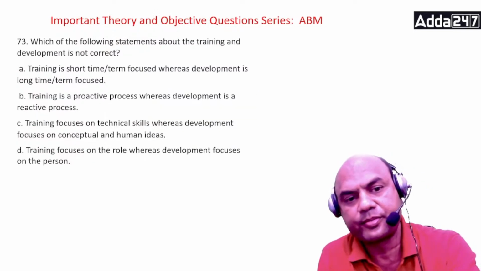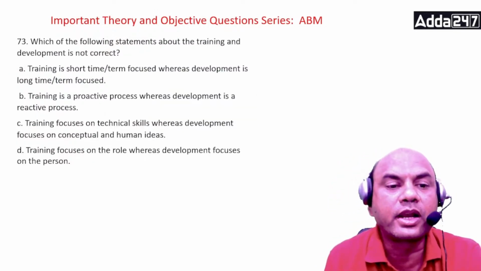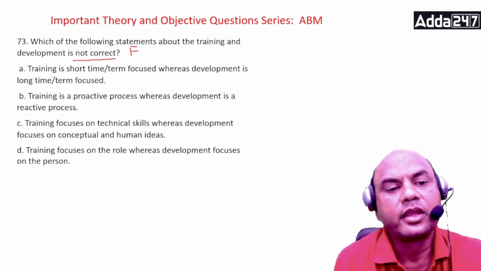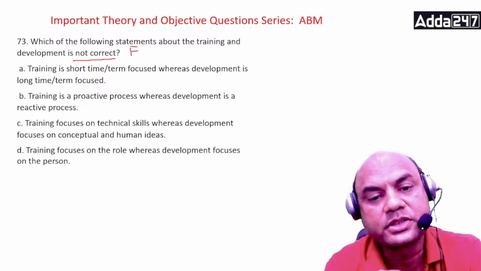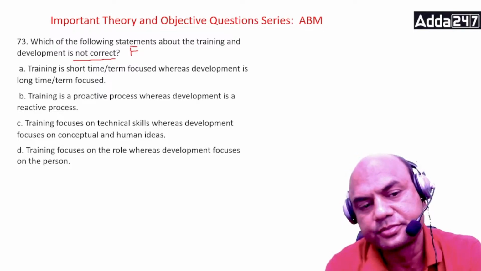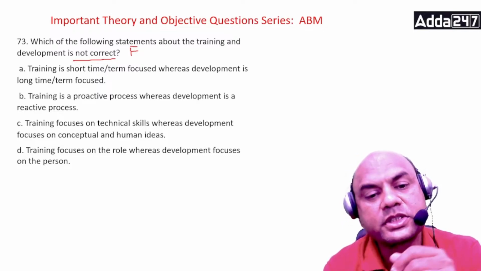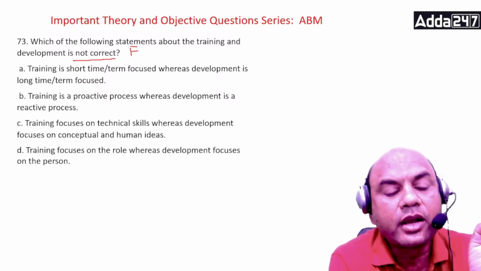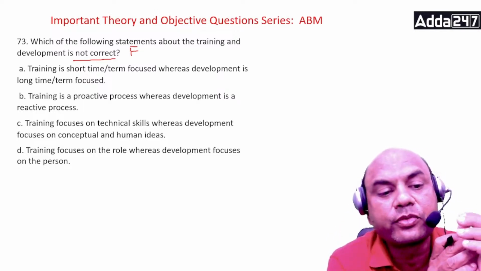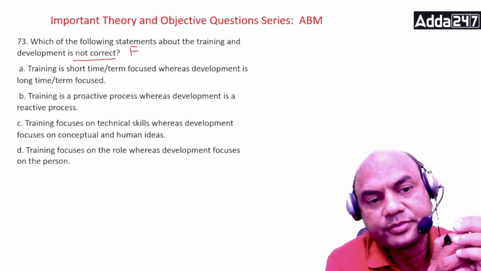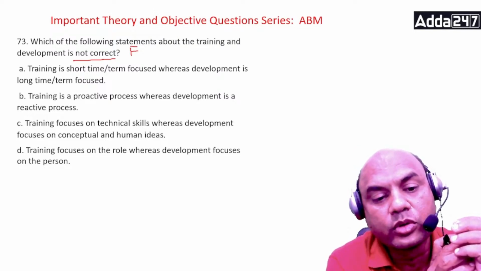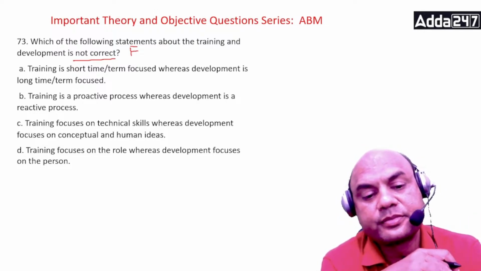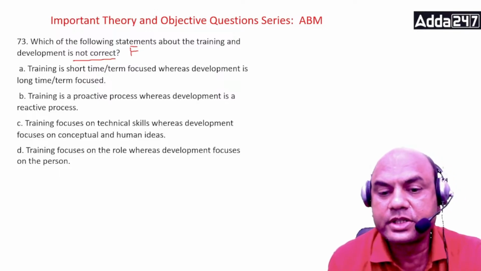Okay, next one. Which of the following statements about training and development is not correct? Remember, we want the false answer. Training is short term focused, whereas development is long term focused. Training is a proactive process whereas development is a reactive process. Training focuses on technical skills, whereas development focuses on conceptual and human ideas. Training focuses on role, whereas development focuses on person. Now, which of them is false?